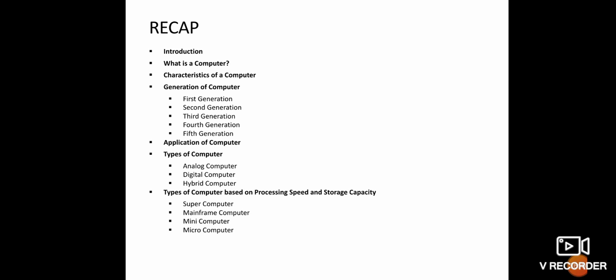Now we are going to see what all we studied in this chapter. We learned about the computer, the characteristics, the various generations of computers, the applications of the computer, and the types of computer, then the types of computer based on processing speed and the storage capacity.